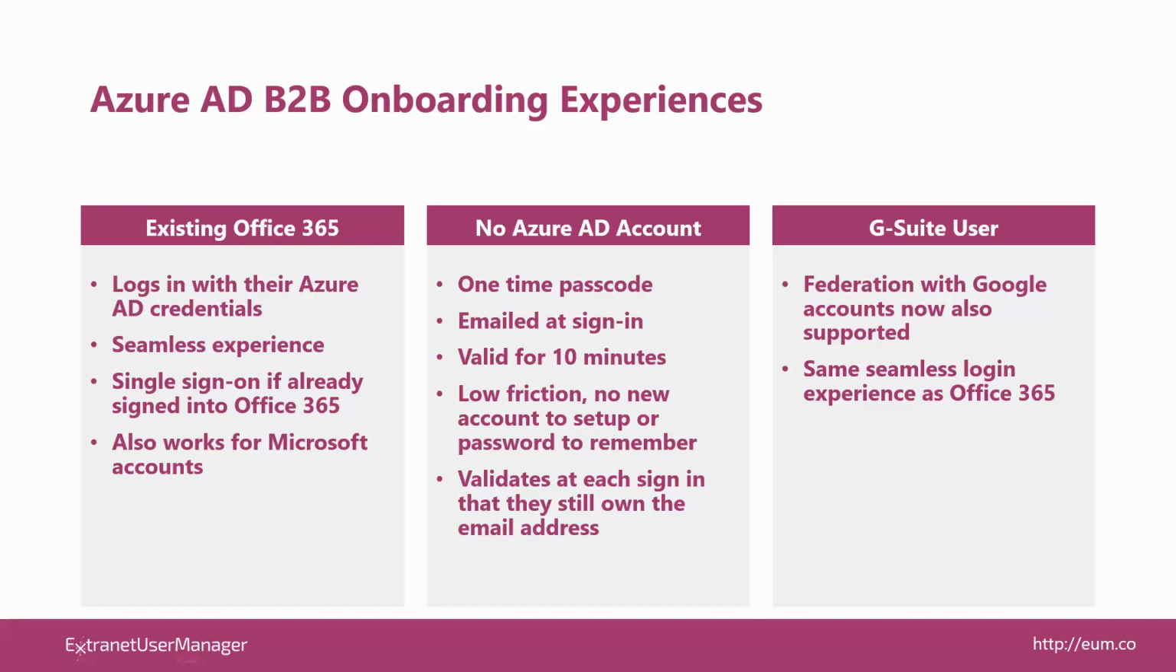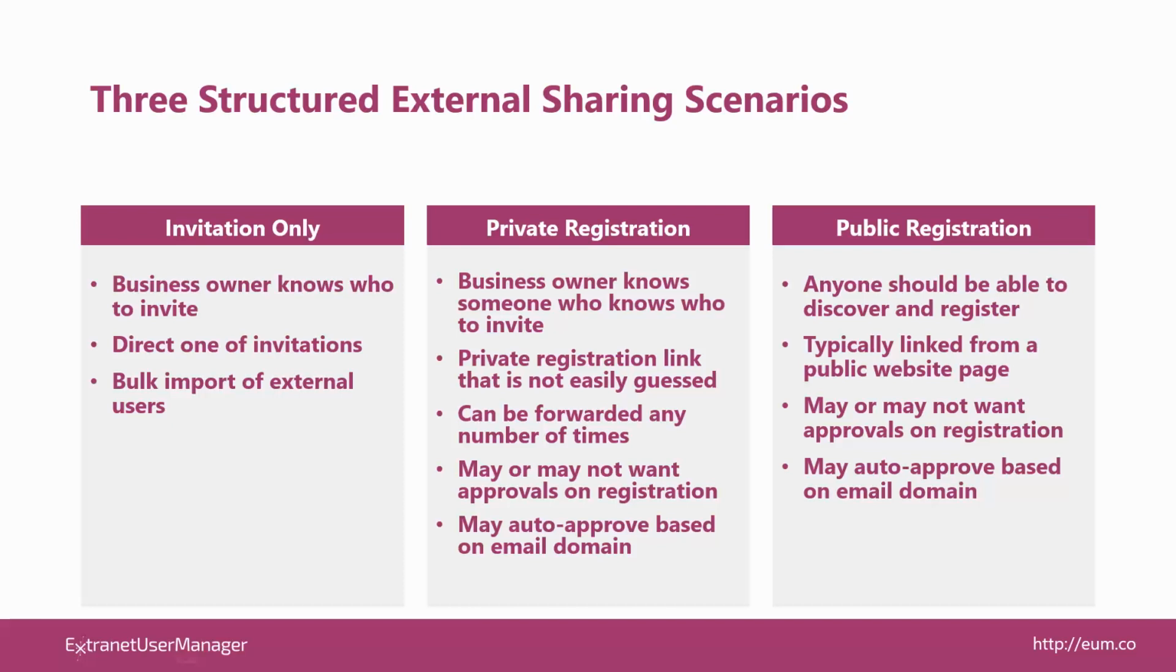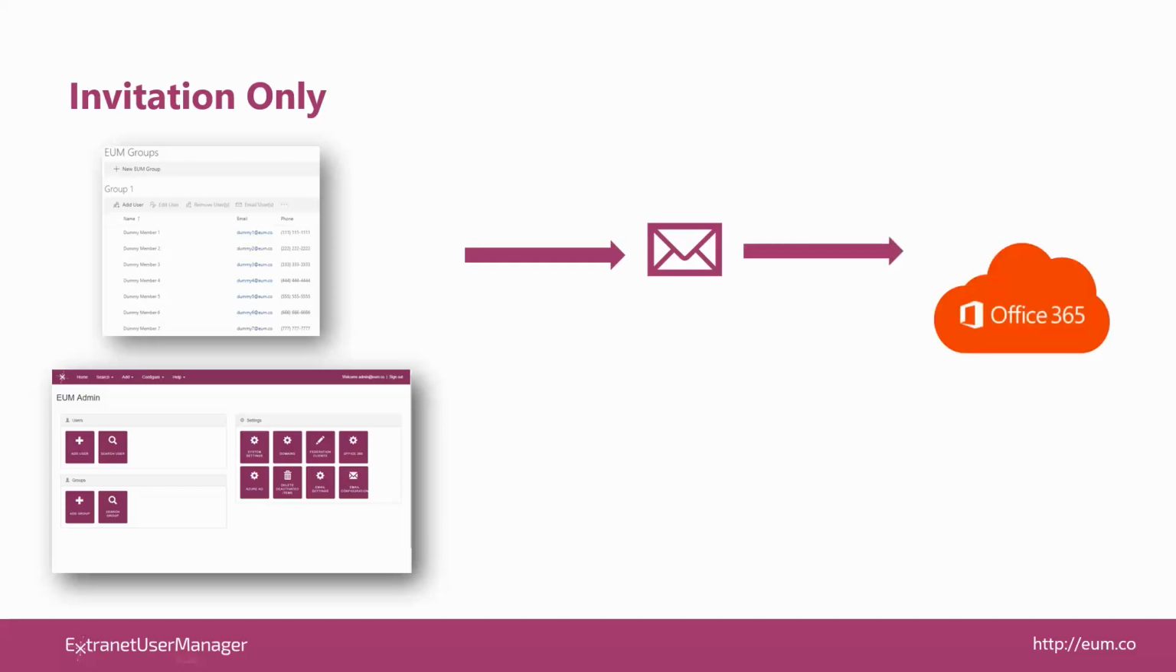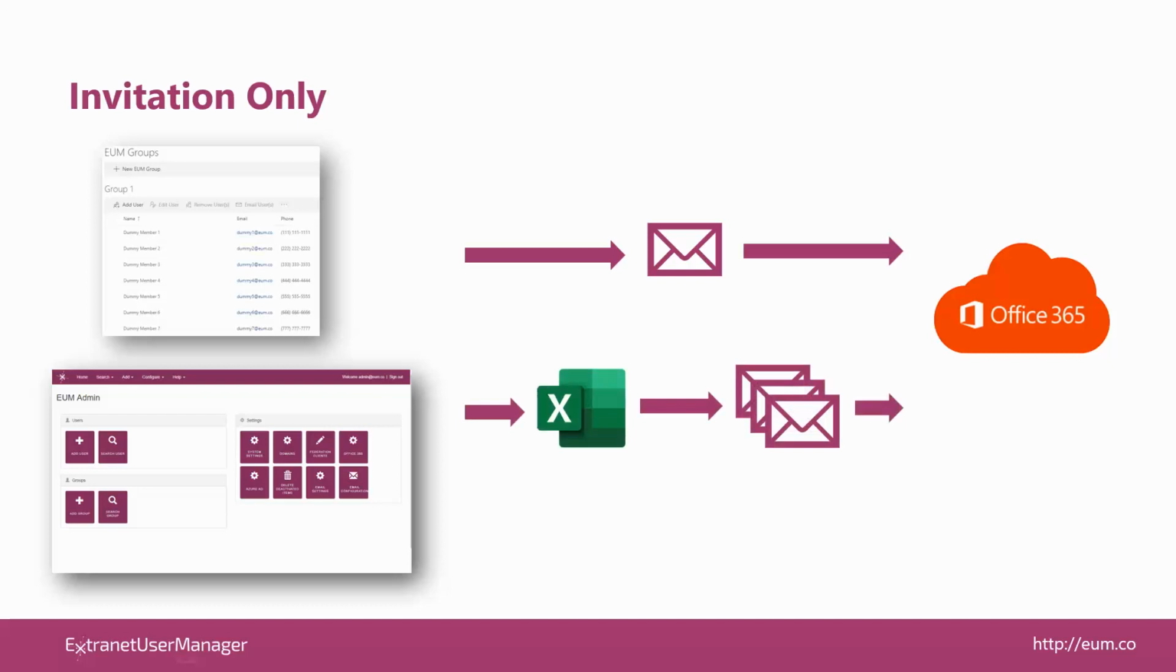We're going to dive into three scenarios: the invitation only, private registration, and public registration. So on the invitation only, pretty straightforward. You want to invite in, say, a single user through email into your Office 365 tenant. We fully support that. But also if you want to do bulk import, say you've got an Excel spreadsheet, hundreds of users you want to bring in, load that up, send out the emails, away you go from there.